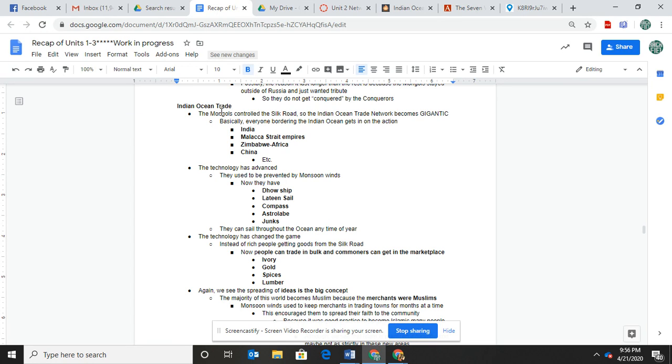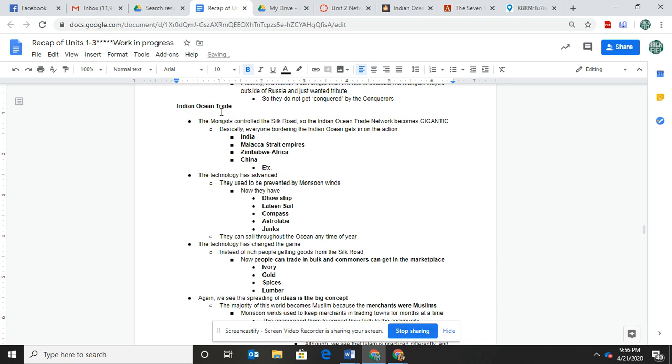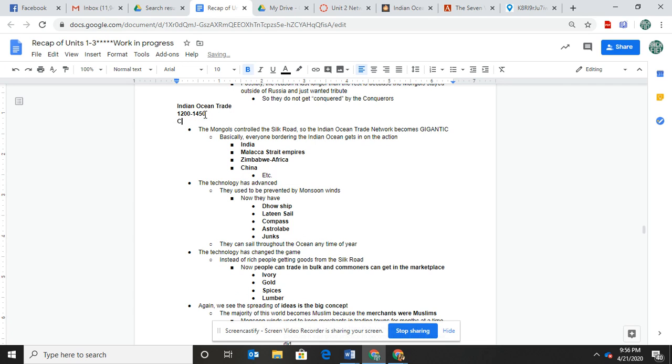So trading would not shock me in the least if they had some type of DBQ about trading. So let's learn a little bit about the Indian Ocean Trade Network. Now, this is prior to 1450. I'm just going to type this in here. We were talking about 1200 to 1450. Christopher Columbus, 1492, sails the ocean blue. So this is 1200 to 1450, and I'm just going to go over this real quick.